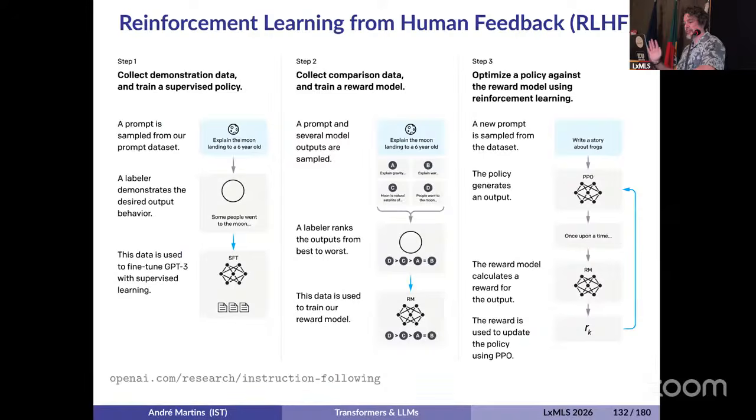This is the full picture that comes from one of the OpenAI papers, right? Step one is collecting demonstration data and doing SFT. The second stage is collecting human preferences and using them to train a reward model with the Bradley-Terry loss. The third step is to optimize a policy against that reward model with an algorithm like PPO.